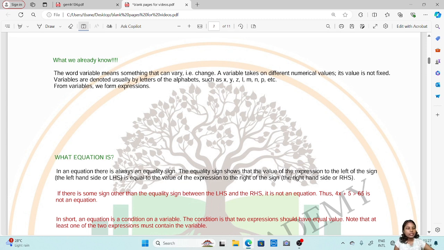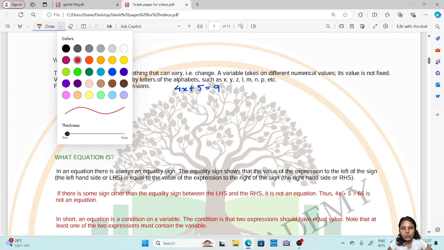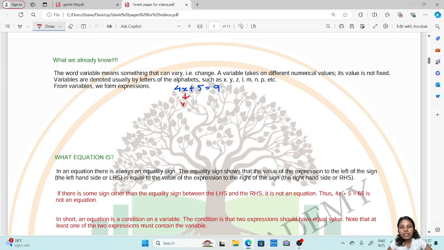Now what we are saying is that say you have a simple equation, 4x plus 5 equals 9. In this, x is our variable. And what we have said about this variable is that it can have different numerical values, not any fixed value as such.